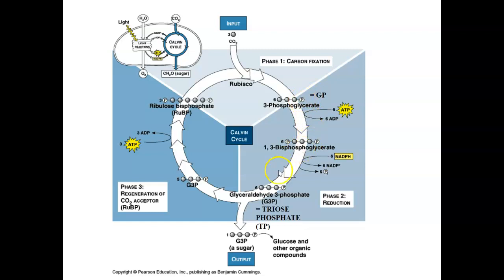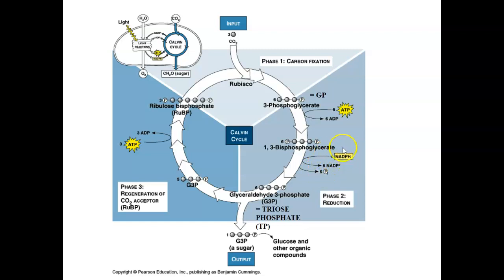In the reduction phase, shown here, 6 molecules of ATP will be spent because we have 6 of these molecules that need to be phosphorylated. And so that's going to give us 6 of our intermediate molecules that now have an additional phosphate. These 6 molecules will get reduced into 6 molecules of triose phosphate. It will take 6 NADPHs to achieve that. In this step, we will also lose an inorganic phosphate.